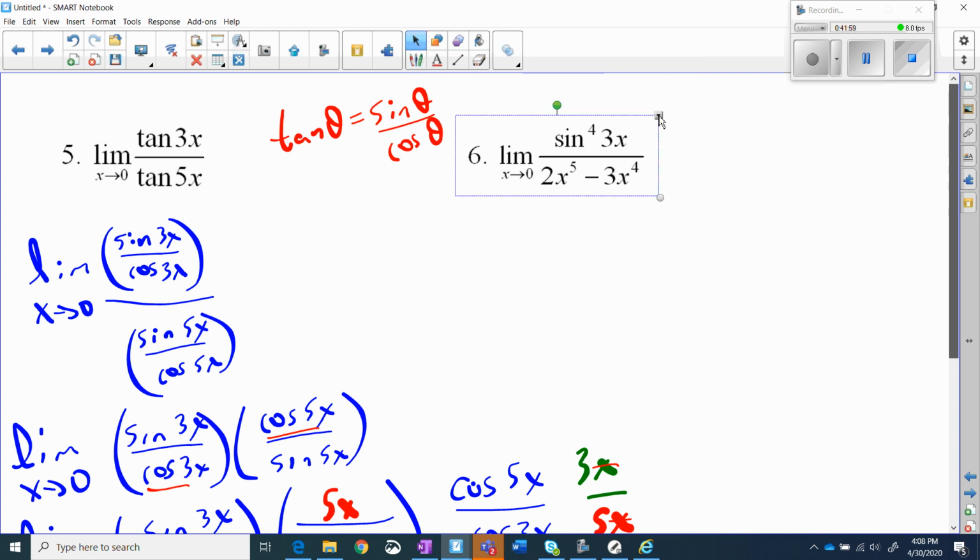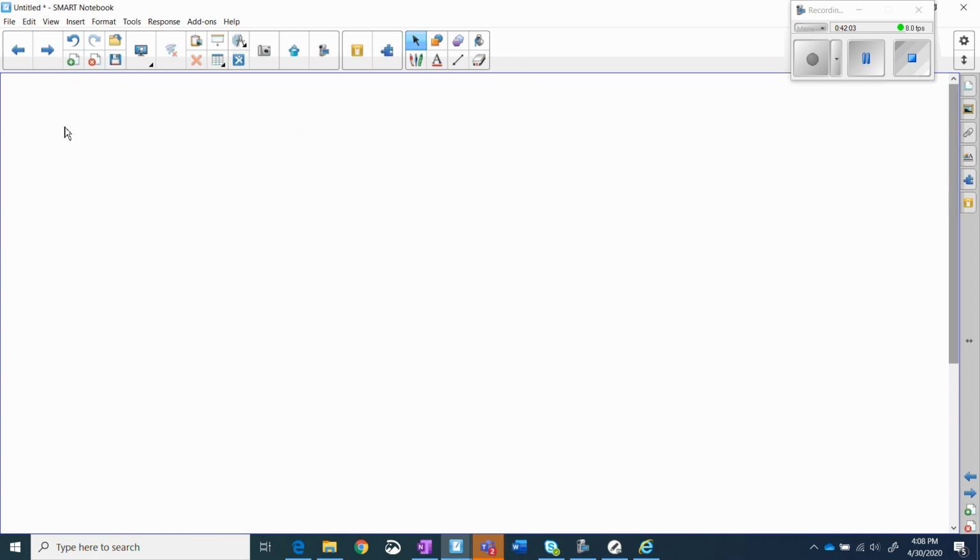All right, I got one more. I'm going to start on a clean page with this one. All right, here we go. Well, this one starts to look more confusing because you've got a lot of exponents on the go here.